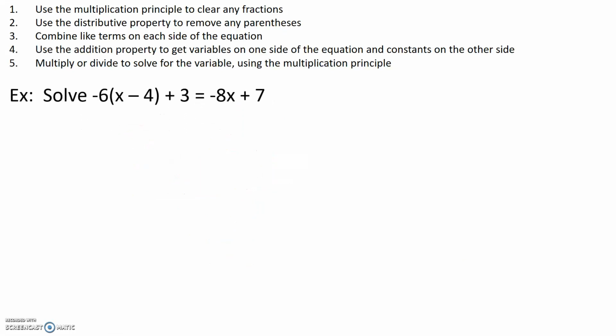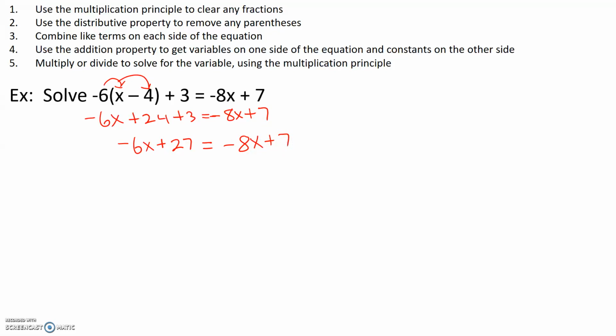Here's another example. Step 1, we have no fractions. Now step 2, we do have distribution. So let's distribute the negative 6 to the x and negative 6 to the negative 4. Negative 6 times x is negative 6x. Negative 6 times negative 4 is positive 24. Then we have plus 3 equals negative 8x plus 7. Let's combine our like terms. 24 plus 3 is 27. So on the left side, we will rewrite this expression as negative 6x plus 27. On the right side, we have no like terms, so that will be negative 8x plus 7.